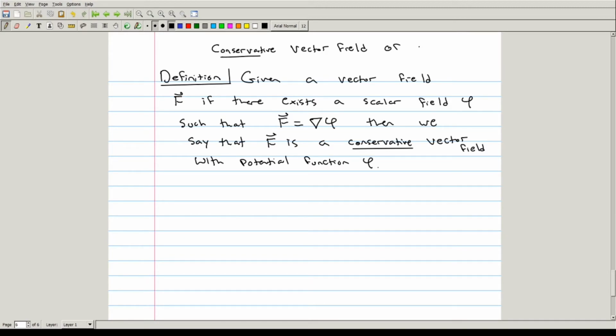Or a gradient field. And these types of vector fields are very, very important in physics, everywhere from gravity, so gravitation, to basic electromagnetics. So electromagnetic fields, in some sense, can be viewed as conservative vector fields with the existence of a potential function.